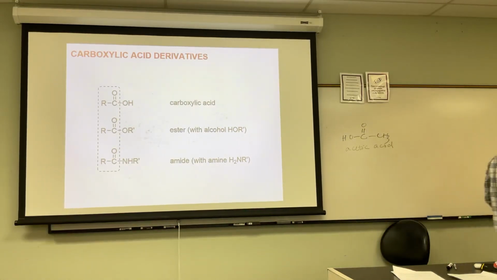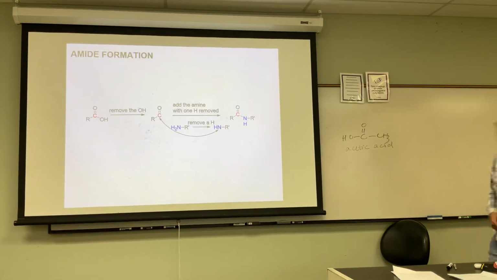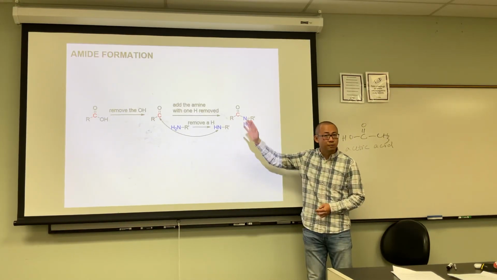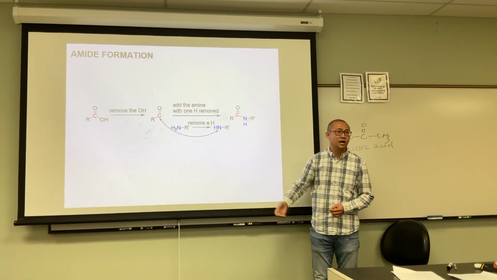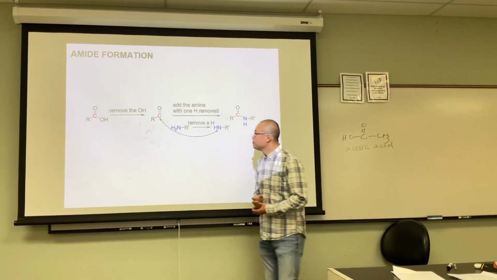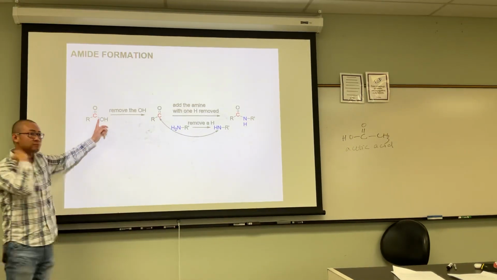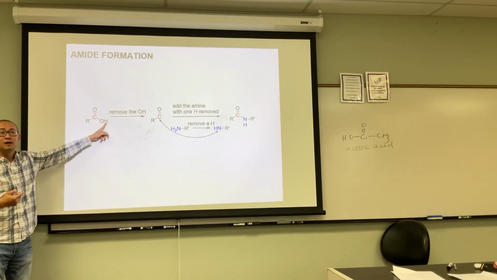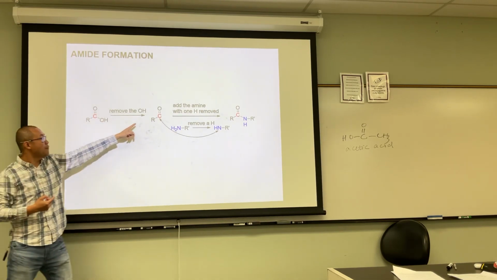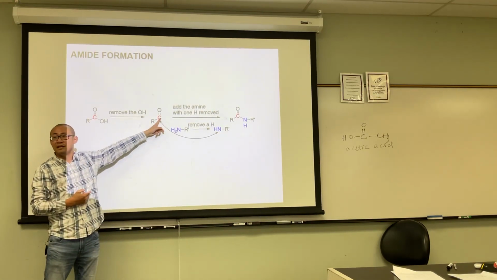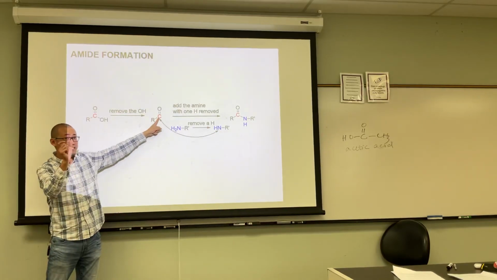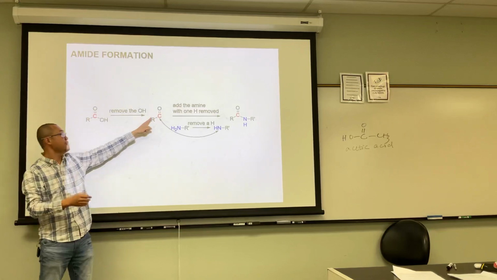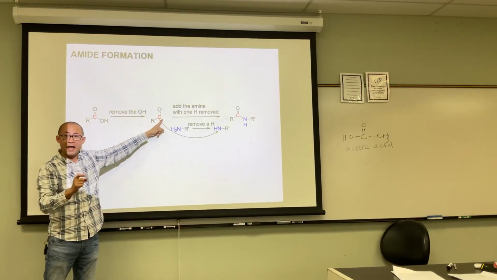The reaction between a carboxylic acid and an amine. This is a similar scheme I showed you before when we make an ester. How do we do the reaction? When you have a carboxylic acid, first remove the OH from the acid. You get that. But remember, your C is now empty, missing something, because you take the OH away. You need to put something back.